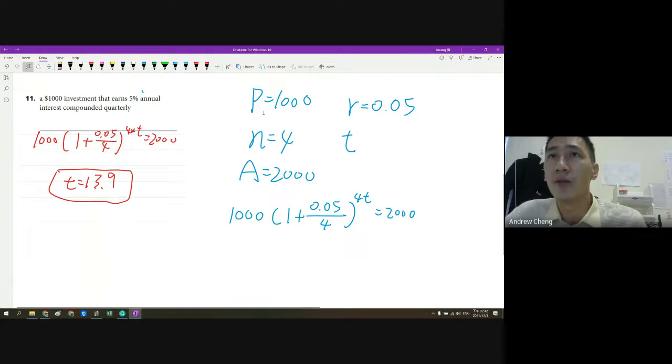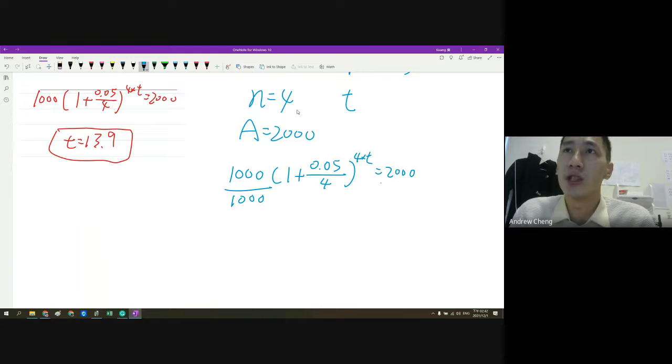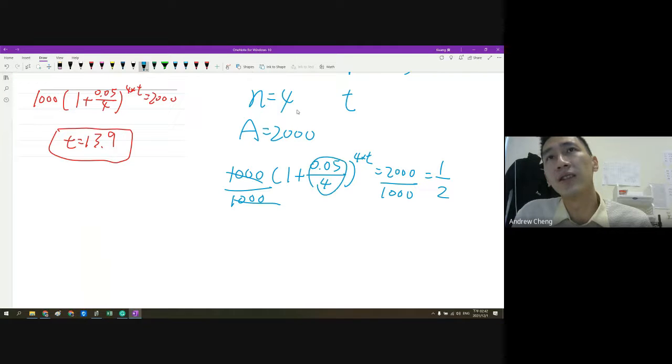So how do I solve this equation to find the value of t? First of all, I divide both sides of the equation by 1,000. Cross out. This becomes 1/2, 0.5. 1 plus 0.05 divided by 4 equals 0.0125. Okay, 1 plus 0.0125 becomes 1.0125 raised to the power 4t equals 0.5.